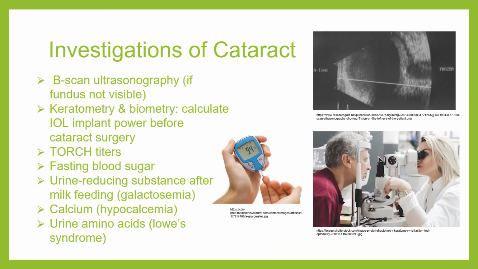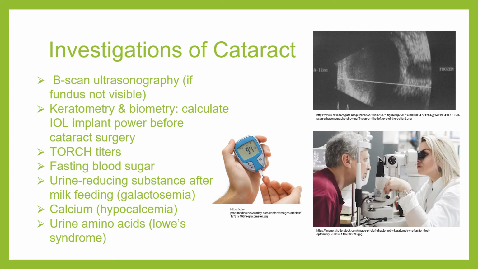Some lab work for investigating cataracts includes the B-scan ultrasound if the fundus is not visible because of the opacity of the lens. Keratometry and biometry can be used to calculate the IOL implant power that must be determined before putting it into the eye in cataract surgery.